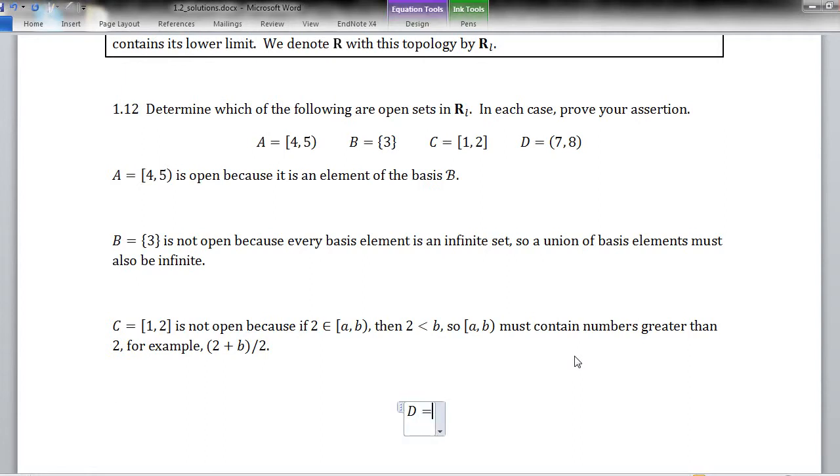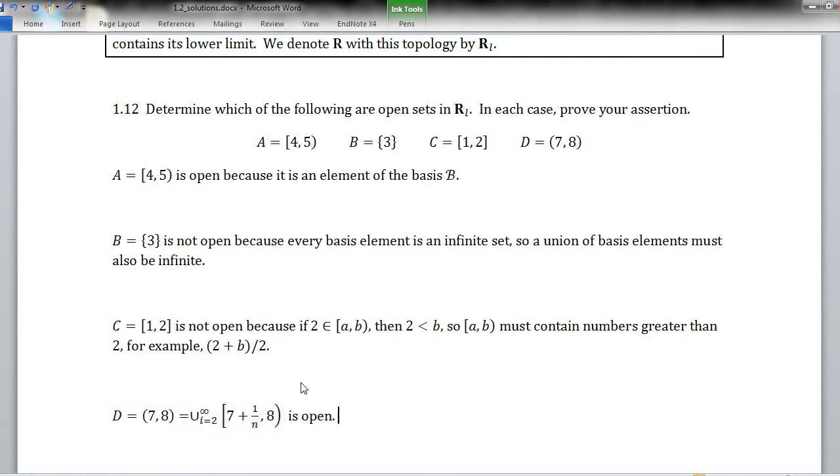D is going to turn out to be open because I can write it as a union of basis elements. Okay, well, what's the union look like? It's going to be the union from n equals 2 up to infinity of the basis element, which is the interval from 7 plus 1 over n up to 8. Okay. And that shows it's open because it's a union of basis elements.